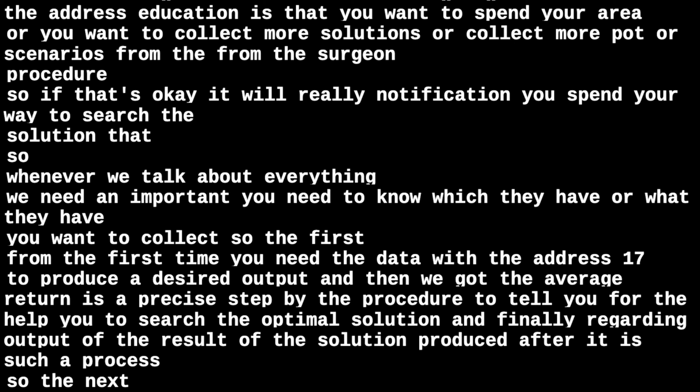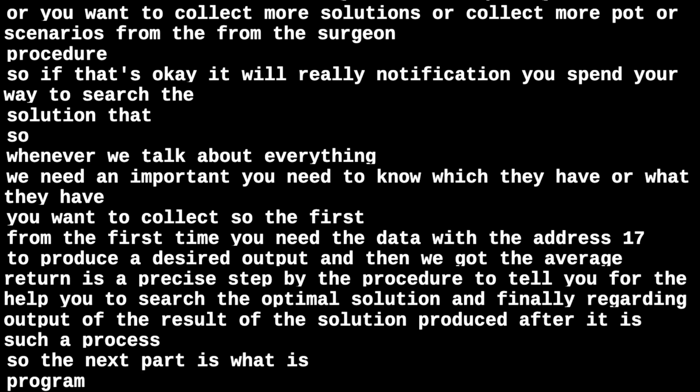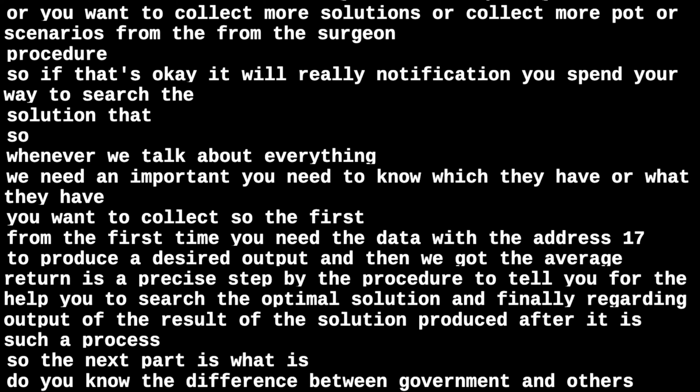So the next part is, what is programming? Do you know the difference between programming and algorithm? Yeah.